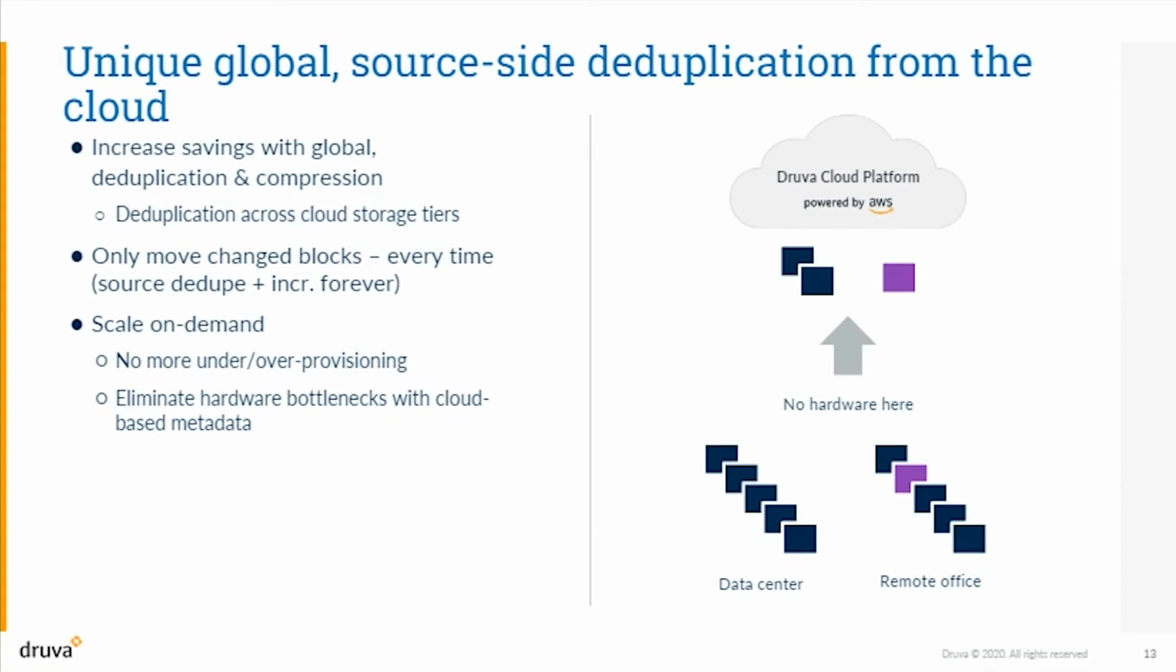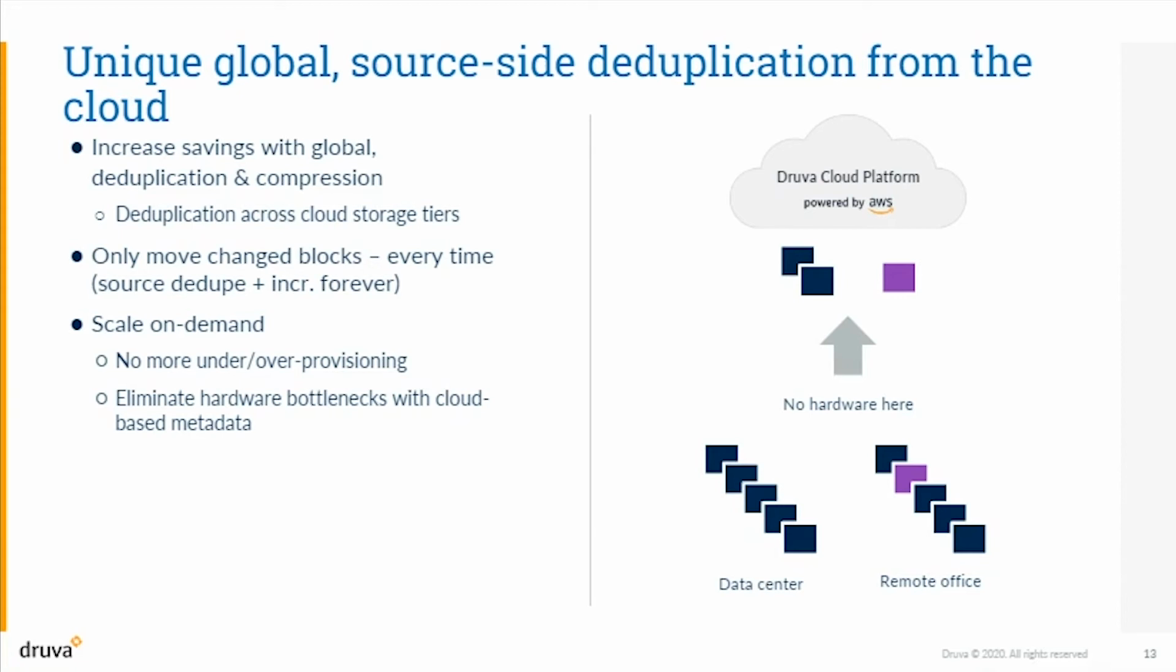The other important element that you need with these remote or branch offices is the ability to reduce the amount of data that's being moved across those environments, because they typically have smaller amounts of bandwidth. And global source side deduplication is really a compelling capability that we have to make that happen. And of course, it's both deduplication and compression, and we do that across all the storage tiers.